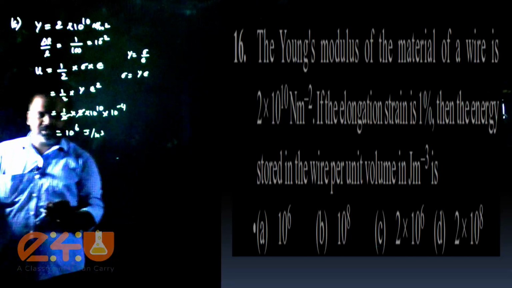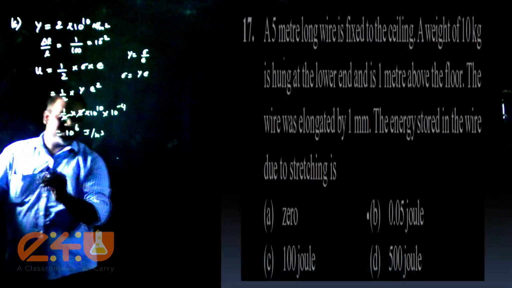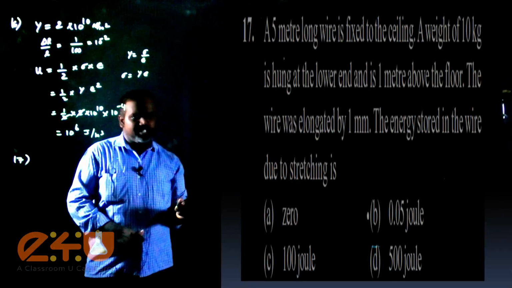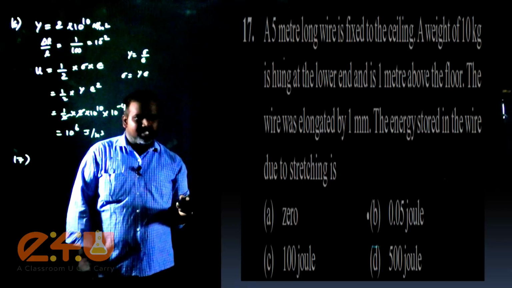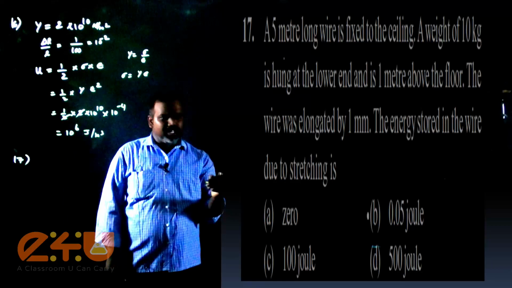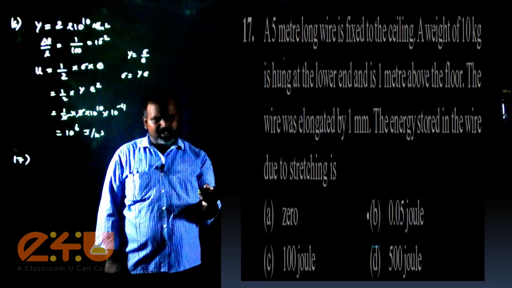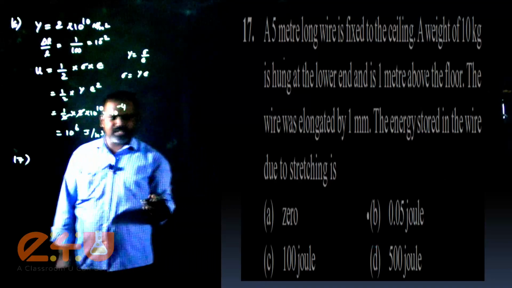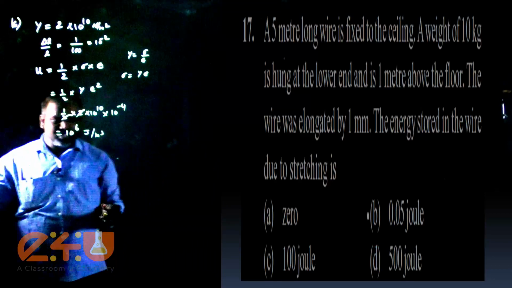Now let us go for question number 17. A 5 meter long wire is fixed to the ceiling. A weight of 10 kg is hung from the lower end, which is 1 meter above the floor. The wire was elongated by 1 millimeter. The energy stored in the wire is, so let us see this equation.